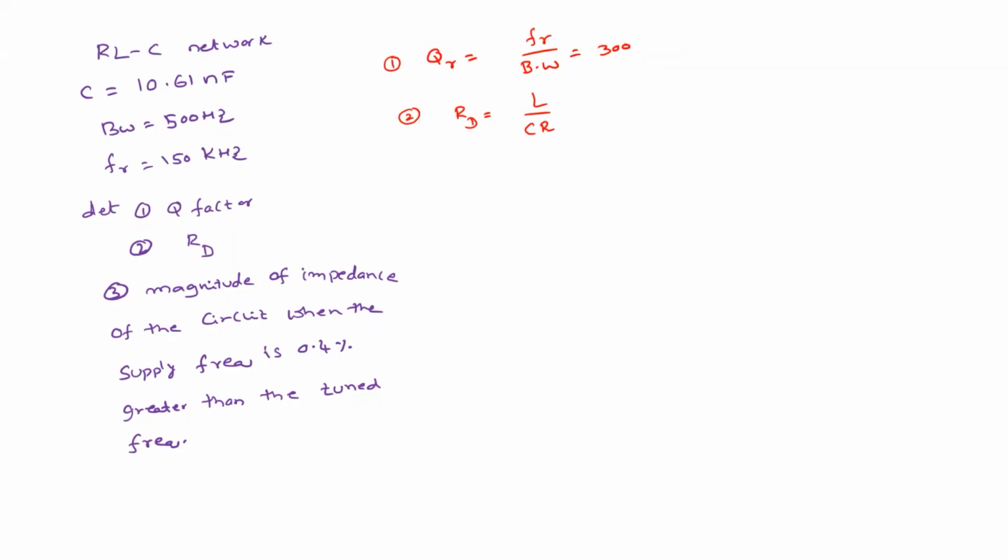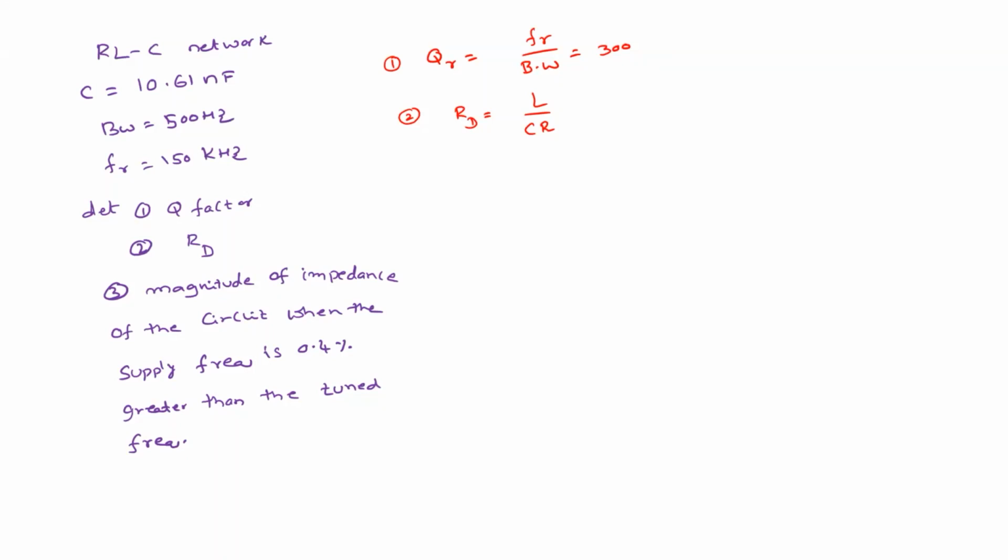Are these values given? No, sir. L is not known to you, and C is also not known to you. So now tell me how to calculate this. Sir, RD equals QR, which is 1 upon omega R CR. So from there, we can calculate the value of R.